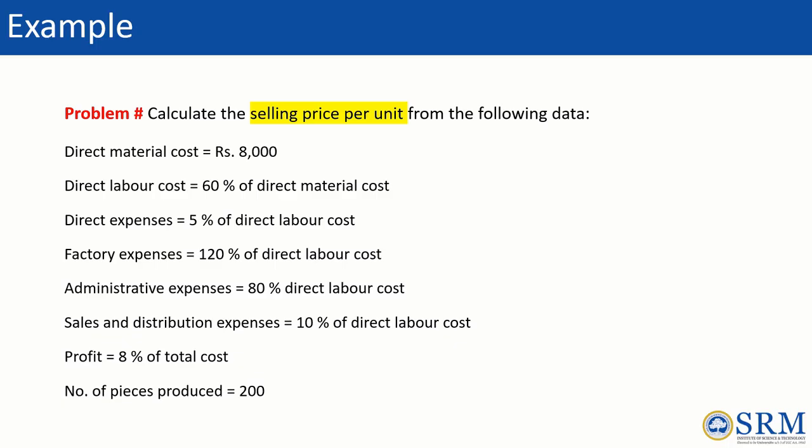We are given a baseline direct material cost of rupees 8,000. From there, labor is defined as 60% of the direct material cost, direct expenses as 5% of the direct labor cost, and factory expenses as 120% of the direct labor cost, administrative expenses as 80% of the direct labor cost, sales and distribution expenses as 10% of the direct labor cost, and profit as 8% of total cost. The total number of pieces produced is 200, which is already given in the problem.